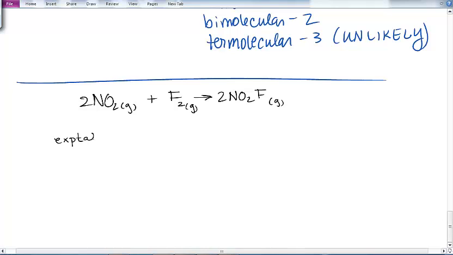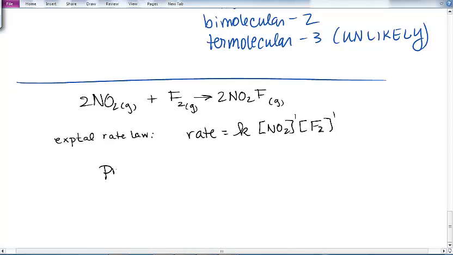So somebody did an experiment and found out the experimental rate law, much like you guys did with the iodination of acetone. You figured out what the rate law was. The rate law for this is rate equals K times the concentration of NO2 times the concentration of fluorine. So it was first order with respect to NO2, first order with respect to fluorine, second order overall. Now I'm going to give you a proposed mechanism.